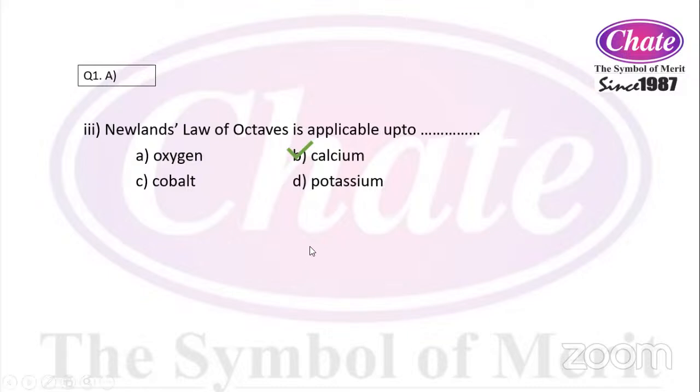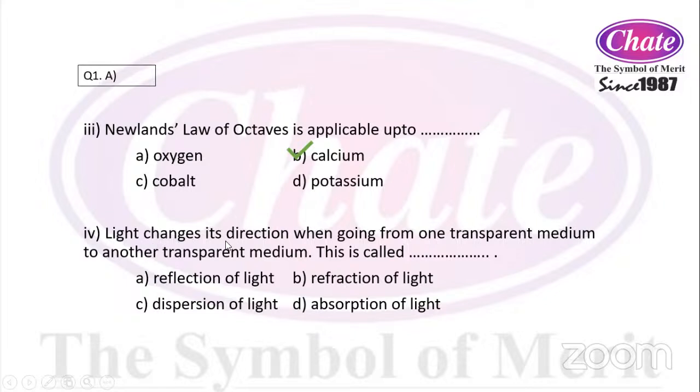The next one is, light changes its direction when going from one transparent medium to another transparent medium. This is called a very easy question, and the answer is refraction of light. Here you need to be a little bit careful, because there is confusion between reflection and refraction among some students, and they also feel that it is dispersion, like in the case of a prism, but that is a different phenomenon. So our answer is only refraction of light.